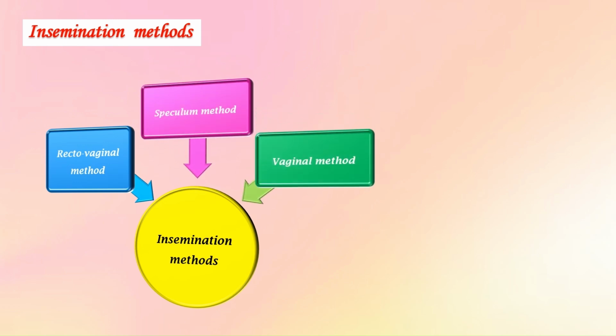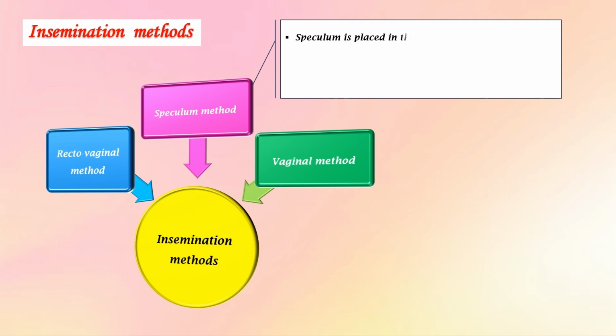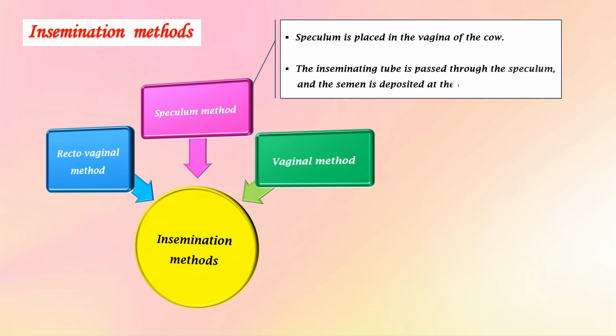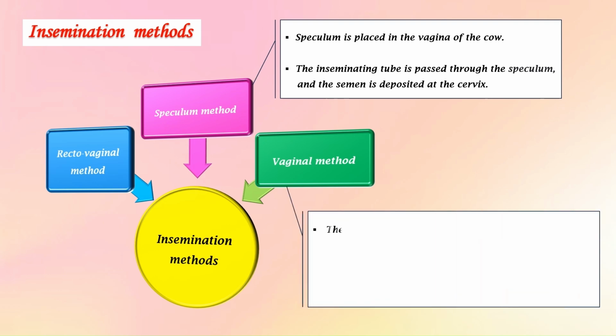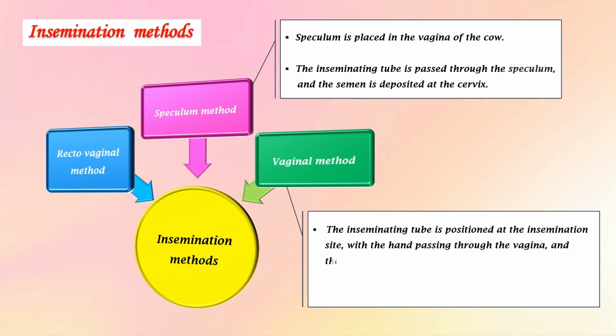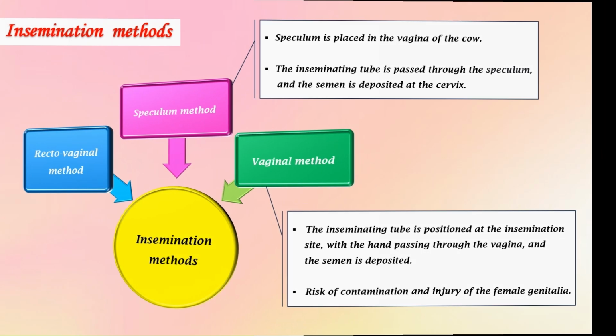Insemination methods. There are different methods of insemination, such as rectovaginal method, speculum method, vaginal method. In the speculum method, the speculum is placed in the vagina of the cow. The inseminating tube is passed through the speculum, and the semen is deposited at the cervix. In vaginal method, the inseminating tube is positioned at the insemination site, with the hand passing through the vagina, and the semen is deposited. There is slight risk of contamination and injury of the female genitalia in this method.